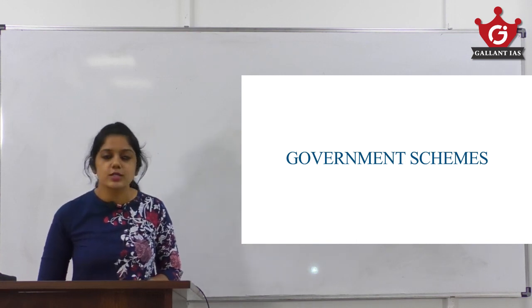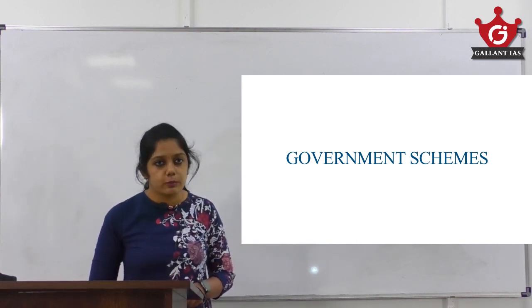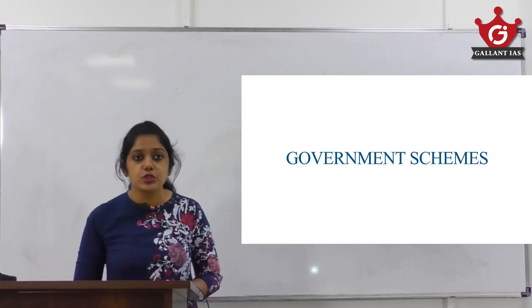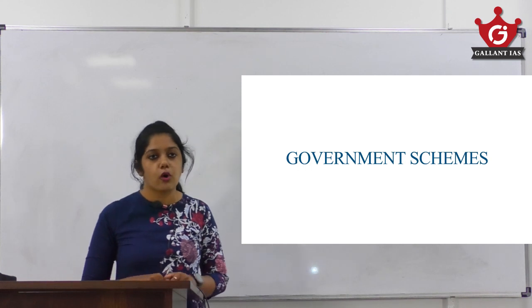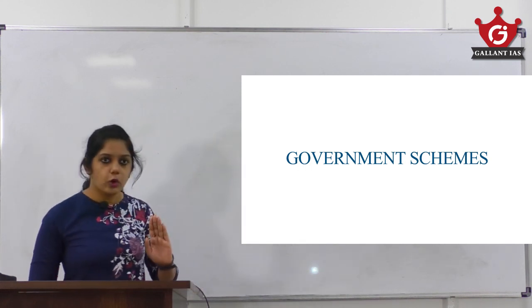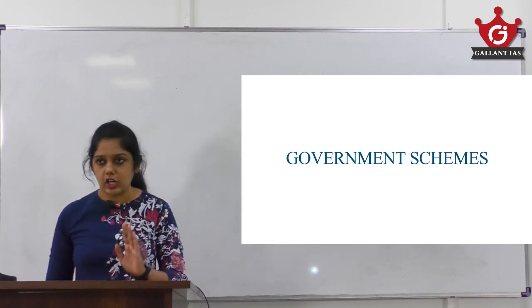Secondly, the ministry associated with the scheme. Third is the objective and salient features. Fourth, if any eligibility or exclusion criteria is there for the scheme, you should also note that. So that is with respect to government schemes. I hope the intro part is clear.